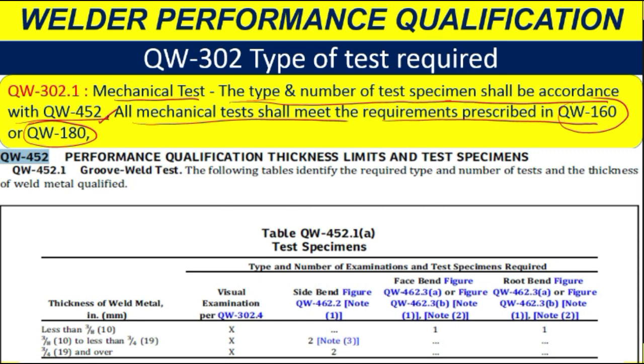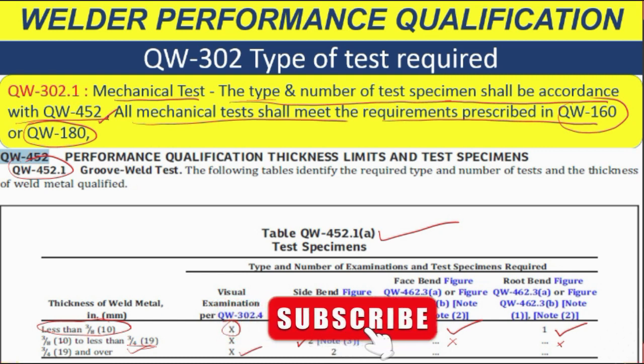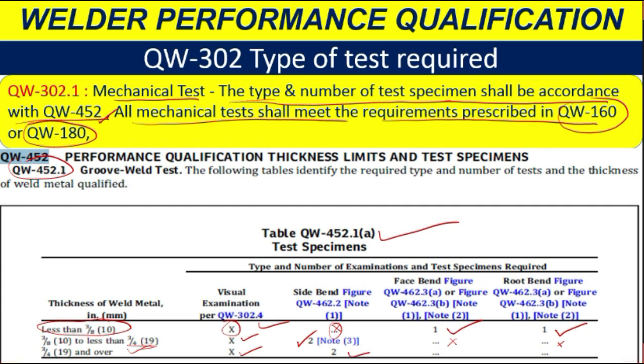You see here, QW452.1. It is mentioned: if the thickness of the weld metal is less than 10 mm, visual examination is there. Side bend test is not required. One face bend test and one root bend test are required. If the thickness is 10 mm to 19 mm, what will happen here? Only two side bend tests are required. No face bend test and no root bend test is required. If the weld metal thickness is 19 mm and over, definitely visual is a must for all, and two side bend tests only is enough. So you understand QW452.1 for the mechanical test, the type and number of test specimens.